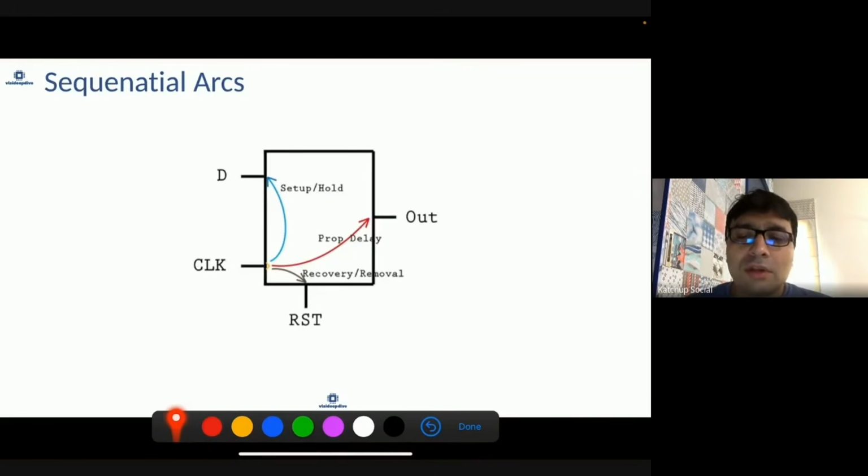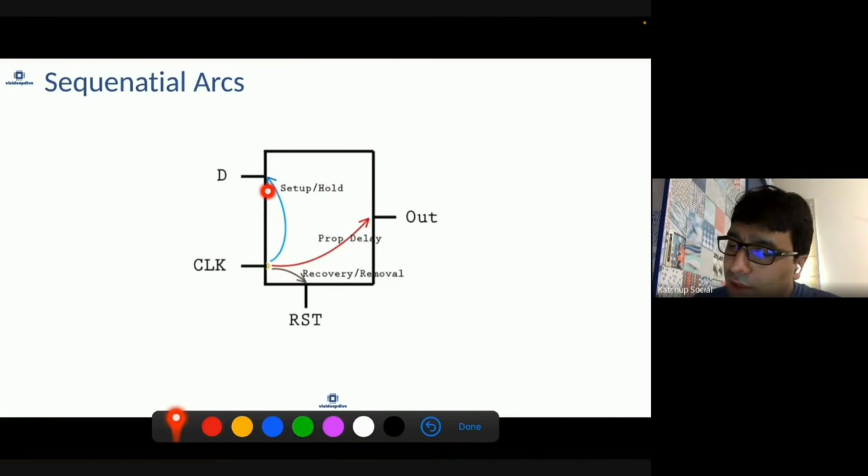Then there are sequential arcs. Sequential arcs are typically related to a clock, like our setup and hold timing. Let's say you have a rising edge clock flop here. Then the D pin is related to the rising edge of the clock. And there is this arc which is saved in the library, known as the setup arc, and separately a hold arc, which tells you the setup and hold time requirement of the library. Since it's related to the clock, it's known as a sequential arc.